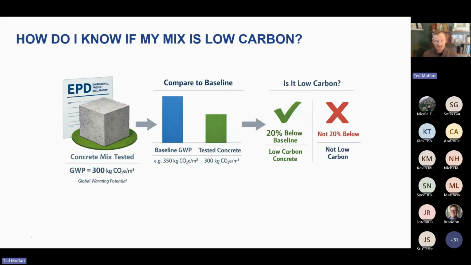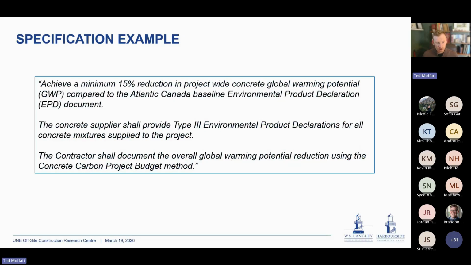So now that we have an idea of where to look for baselines, it comes down to whether the mix that we developed is less than the baseline and satisfies our specification. And when it comes to specifications, more and more are specifying GWP reductions and requiring the concrete supplier to produce EPDs for all the mixes they're supplying on the job. This is language from a specification that I read 2 or 3 months ago: achieve a minimum 15% reduction in project-wide GWP compared to the Atlantic Canada baseline.